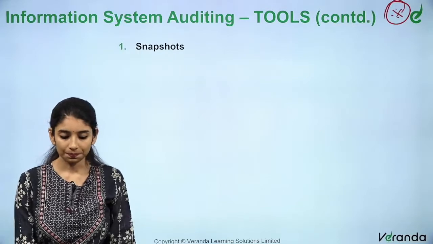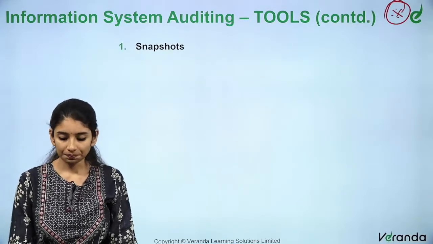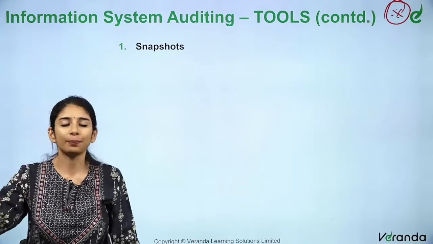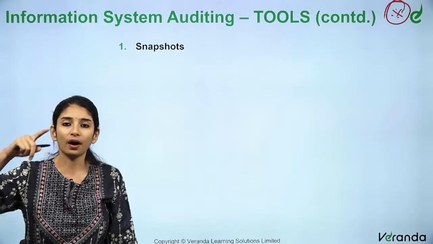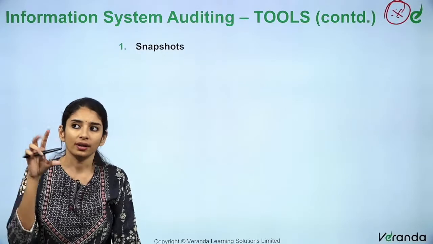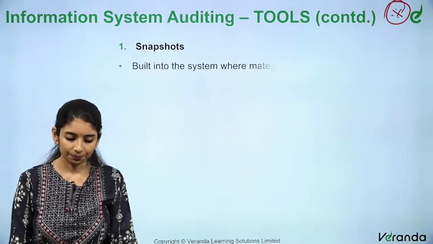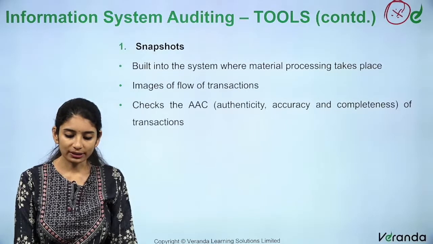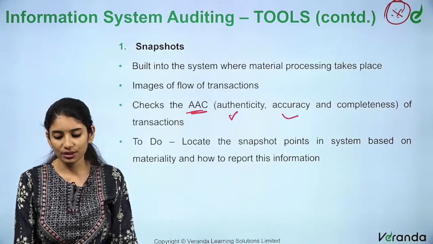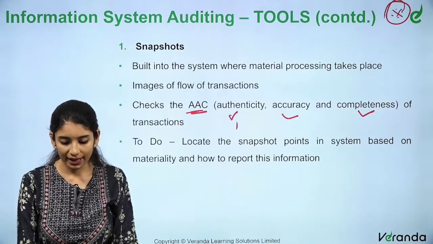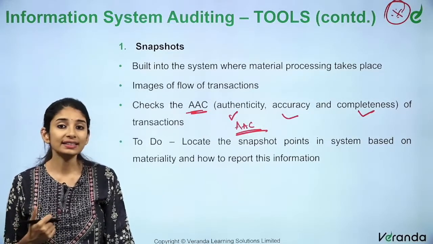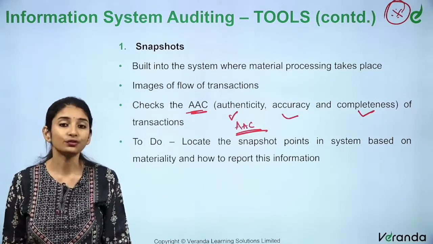Interesting bit. One is snapshots. As the name suggests, snapshots are tools that can take pictures through the data processing. It takes pictures of the transactional flow. As the transaction is flowing, in between, if it finds that something is wrong here, it takes the picture. Built into the system where material processing takes place, images of flow of transactions. It checks the authenticity, accuracy and completeness. This abbreviation AAC, I am going to use it throughout the audit tools. So, please note AAC, authenticity, accuracy and completeness of transactions.